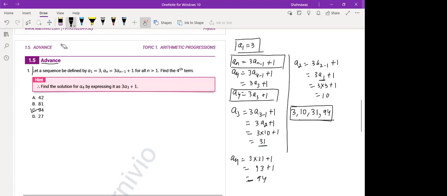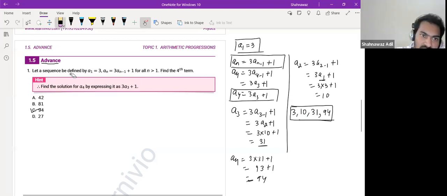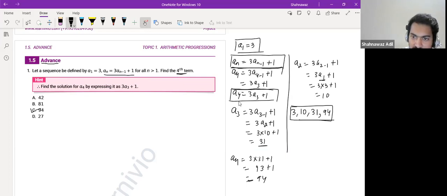So in this question, some sequence is given, right? It is a sequence defined by this. The first term is this, and the nth term is given. In the question, they want us to calculate this fourth term. To calculate the fourth term, we just put the value of n equals 4 here. So we get A4 as 3A3 plus 1.